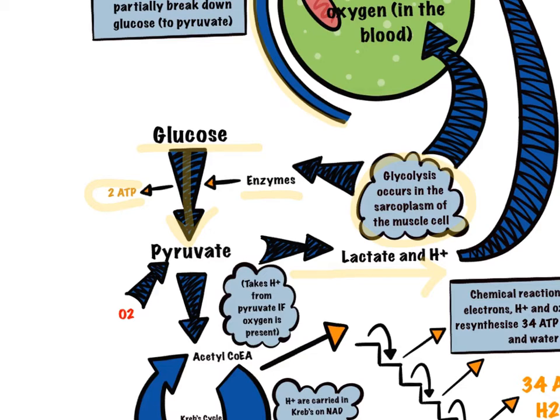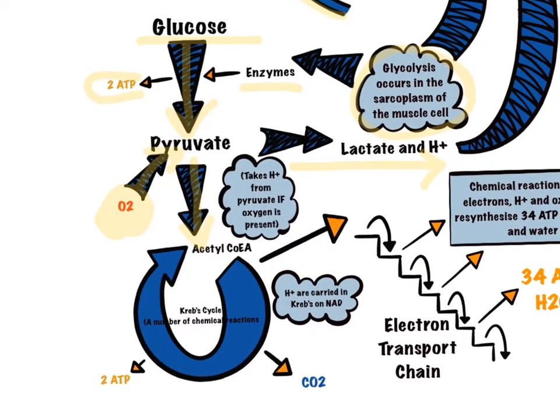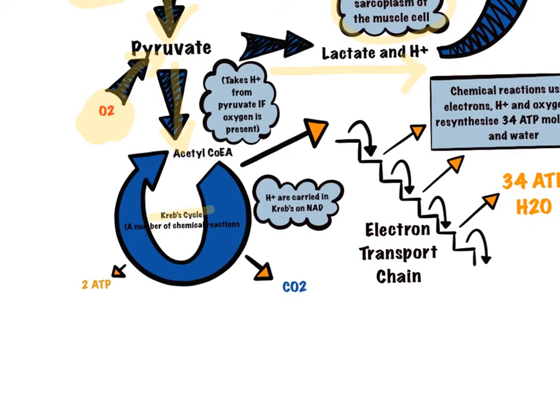However, at this point, we've now got enough oxygen coming through, because our heart rate and our breathing rate are nice and high, to add to the pyruvate. This combines together and comes into a new system called the Krebs cycle. Cyclical, as the name would suggest, pyruvate and oxygen join together and form acetyl coenzyme A. Now we've got a number of chemical reactions that are happening around here, lots of them.